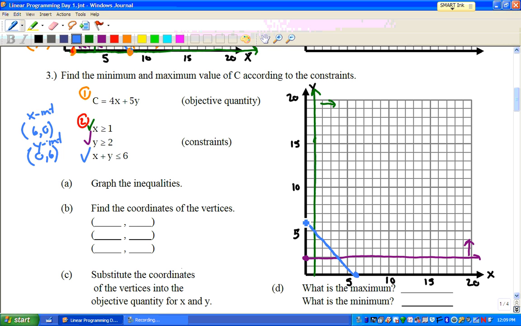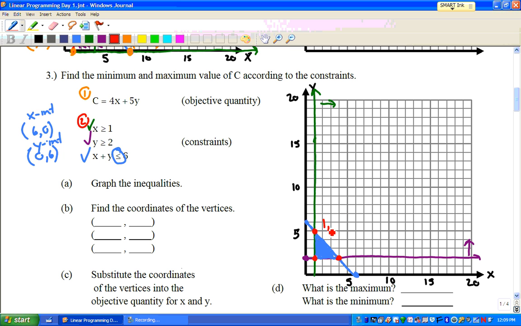And it wants us to shade according to the sign below. So I'm going above the purple line, to the right of the green line, and below the blue line. So this right here is my shaded region. Okay? Now, like I said before, we're really going to focus on these points right here. These are known as my vertices. So for part B, it wants me to find the coordinates of my vertices.